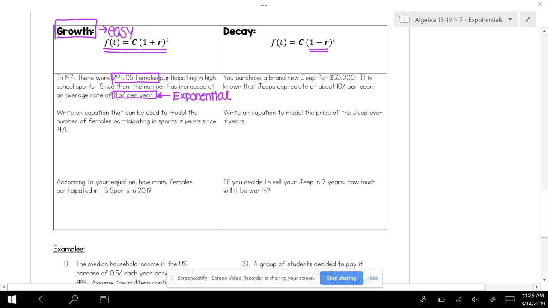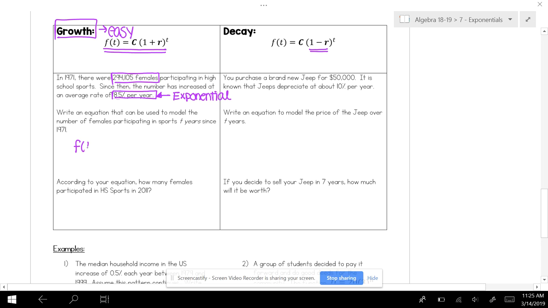Okay? Because it's going up 8.5% per year, okay? So it wants us to write an equation that can be used to model the number of females participating in sports t years since 1971. All right. So this is the formula that we're going to use.